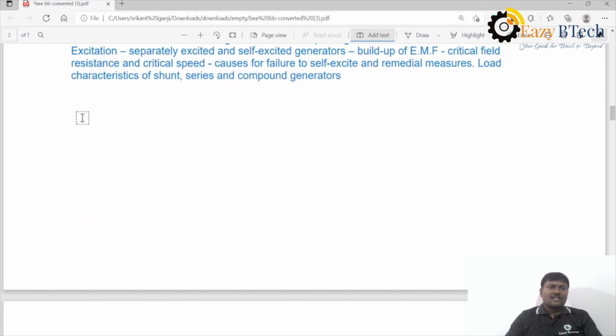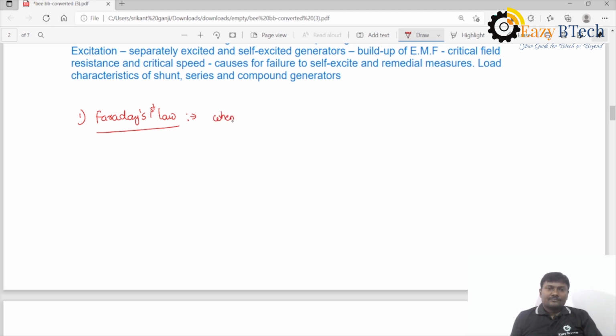So what fundamentals are required for DC machines and DC generators? The first one is Faraday's law. What is meant by Faraday's first law?